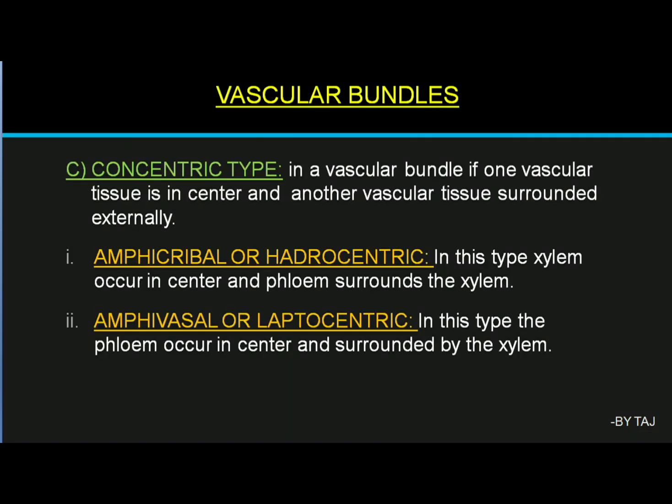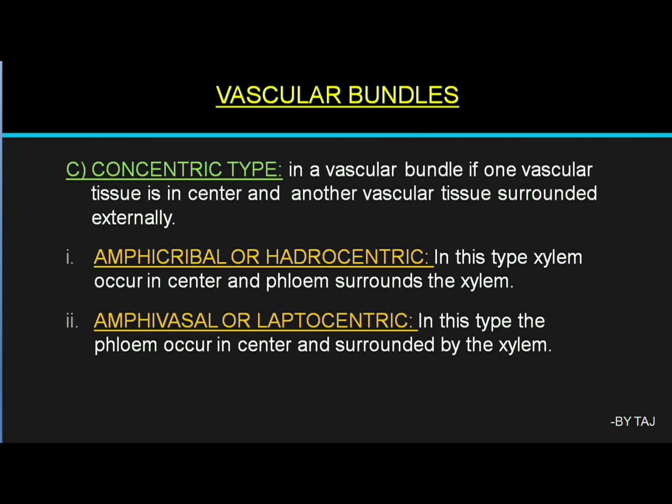So coming to the third type, the concentric type of vascular bundle. Radial, conjoint, and in conjoint, collateral and bicollateral. Now the third type is the concentric type. In the concentric type, one of the vascular tissues, either xylem or phloem, is present in the center and the other vascular tissue surrounds it externally. This kind of vascular bundle we call the concentric type.